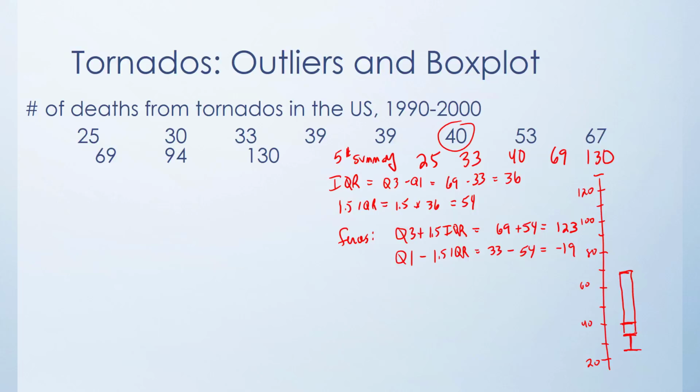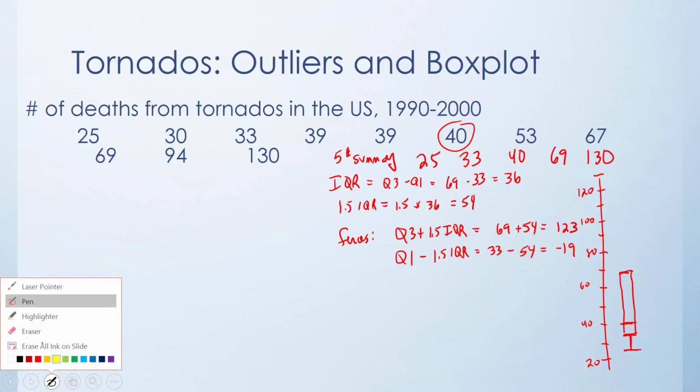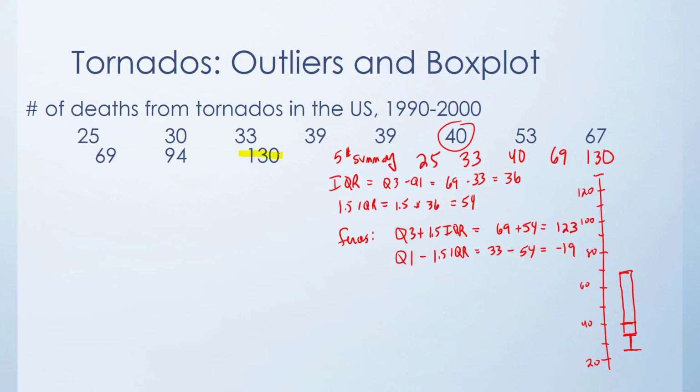And now we have determined our fence goes up to 123. So 130 is actually going to be an outlier, right? 130 is going to be an outlier, while 94 is not an outlier because it's inside the fence. So we're going to draw our upper whisker up to about 94.